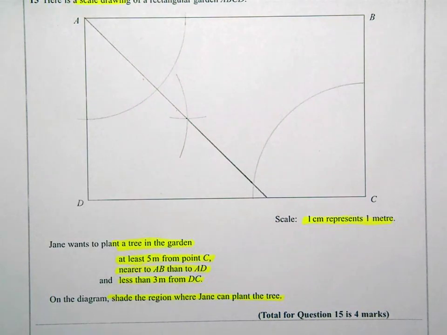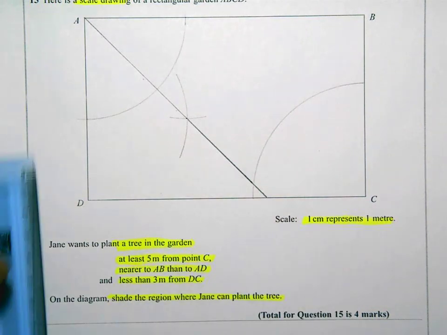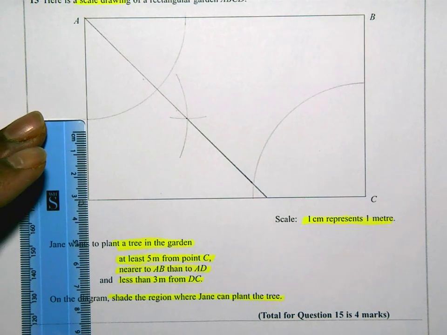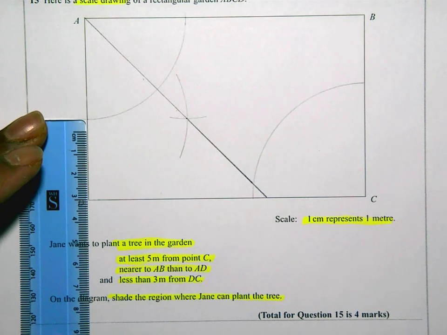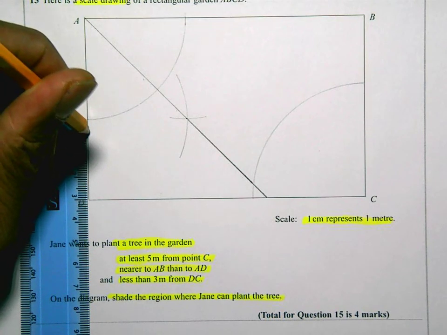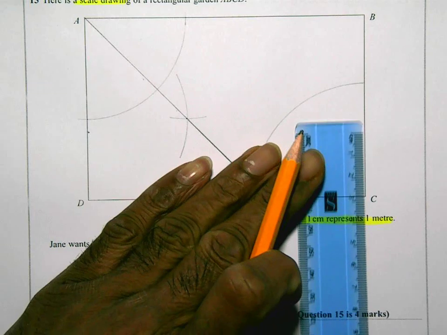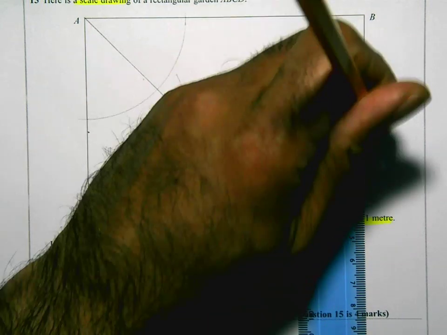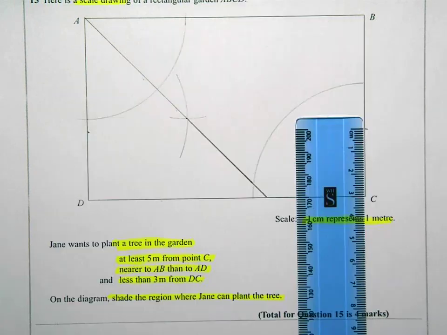And then less than 3 meters from DC. So I'm going to use my ruler to measure 3 centimeters. Remember the scale, 1 meter is 1 centimeter. So I'm going to measure 3 centimeters there, and I'm going to come to the other side and again measure 3 centimeters there. Okay, and join those 2.